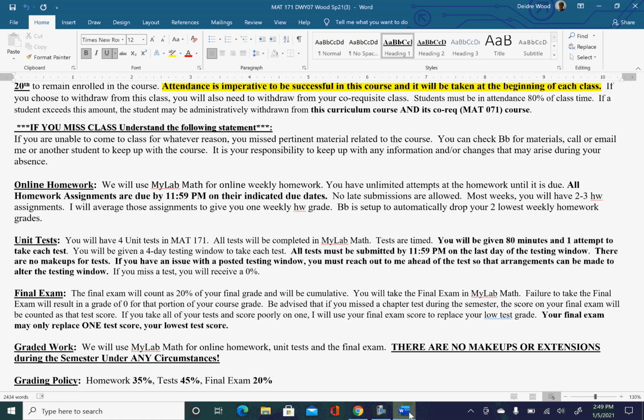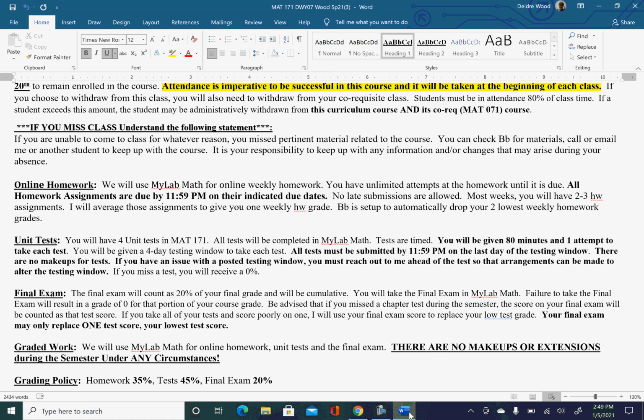Online homework. You will have online weekly homework. You are given unlimited attempts at this homework, okay? You'll be doing it, like I said, in the MyLab Math platform. I'll show you that here in a few moments. All homework is always going to be due by 11:59 p.m. on their indicated due dates. I've made all of your online homework assignments due Sundays at midnight, okay? 11:59 p.m. essentially. I don't accept late homework.